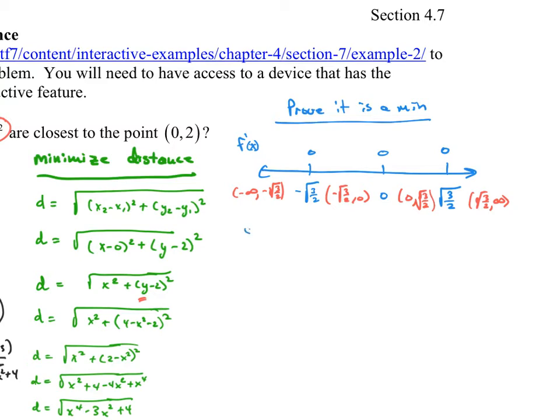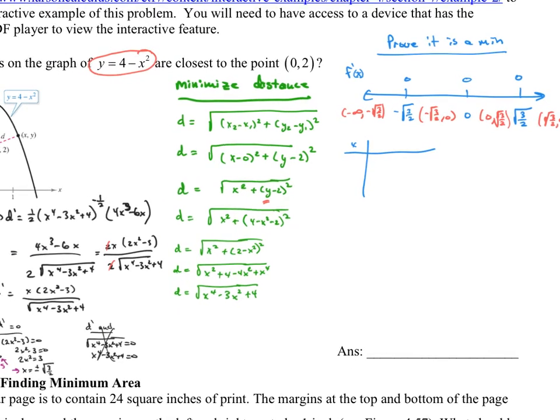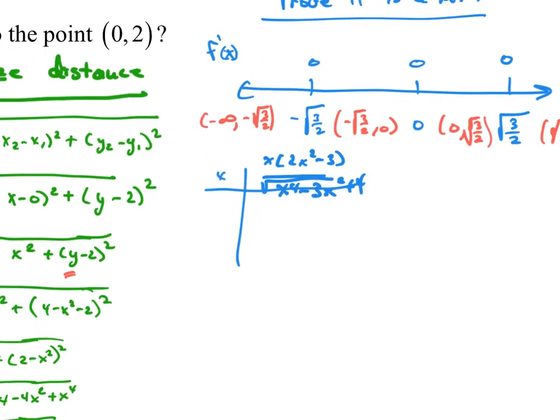So I need to plug these numbers into my derivative. I can use any form of the derivative I want, but I'm going to use the most simplified version that we ended up with, which was x times 2x squared minus 3 all over the square root of x to the fourth minus 3x squared plus 4. I apologize for the handwriting and sloppiness there, but that's what it is. I need something in the first interval to the left of negative root 3 halves. How about negative 10? Something in the second interval between negative root 3 halves and 0. How about negative 1? Between 0 and root 3 halves, how about 1? And to the right of that, how about 10?